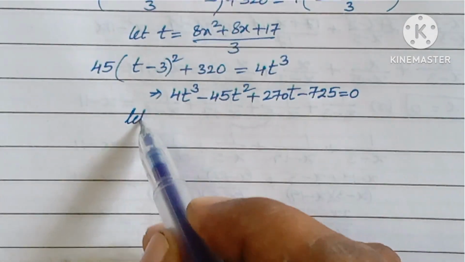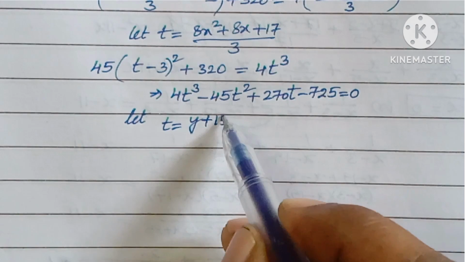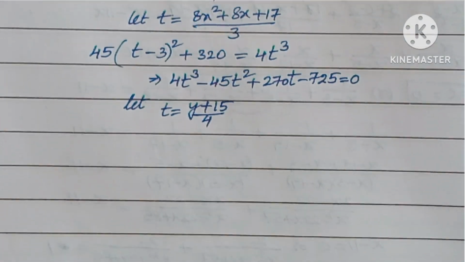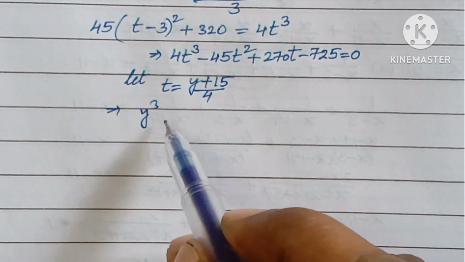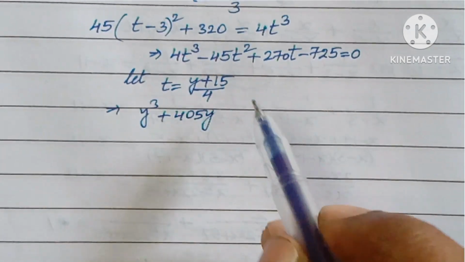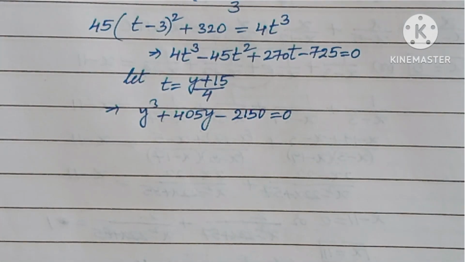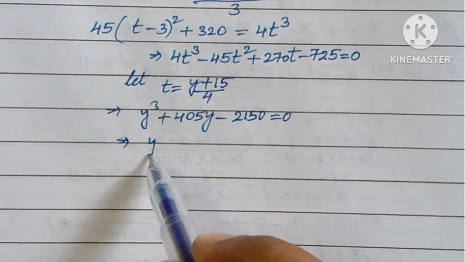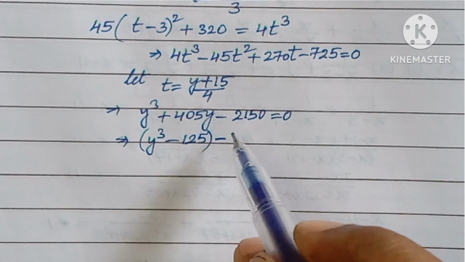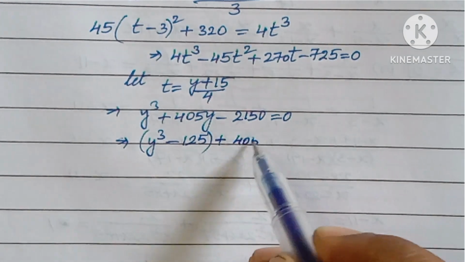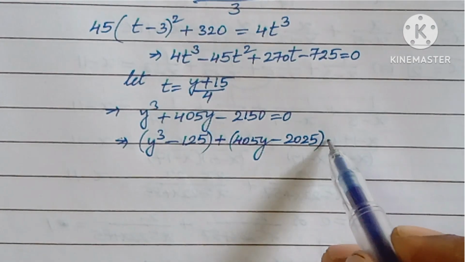So here we are going to take t is equal to y plus 15 by 4. Due to time factor, I am not solving this. Then you are getting y cube plus 405y minus 2150 is equal to 0. So this can be written as y cube minus 125 plus 405y minus 2025 equal to 0.